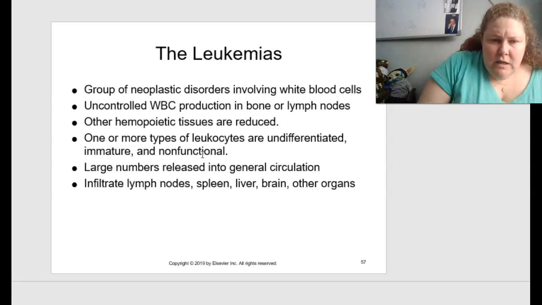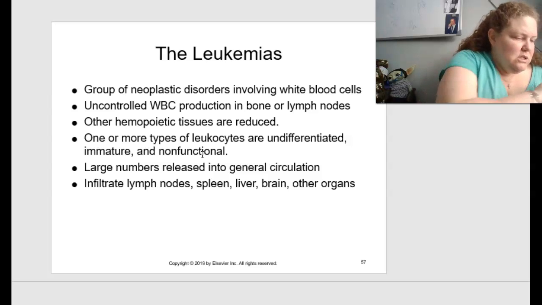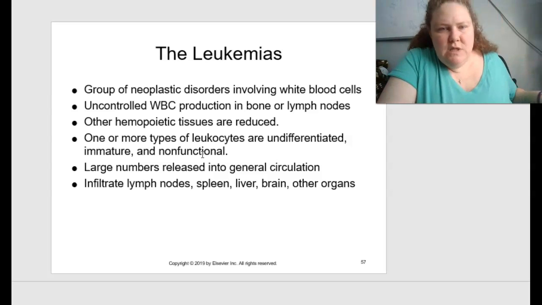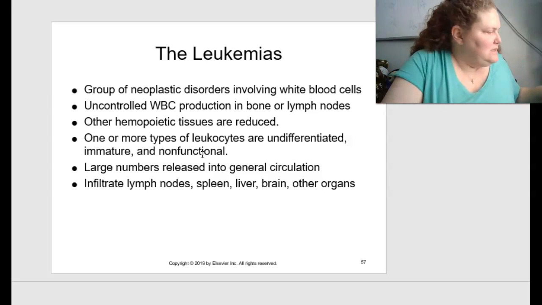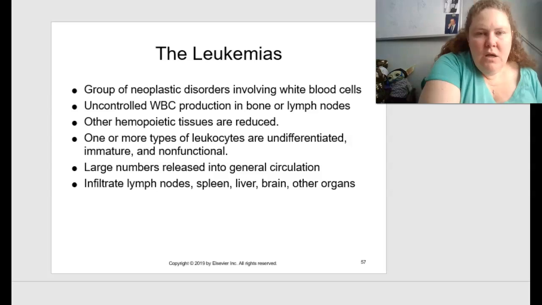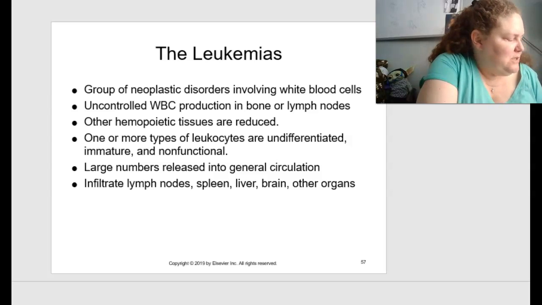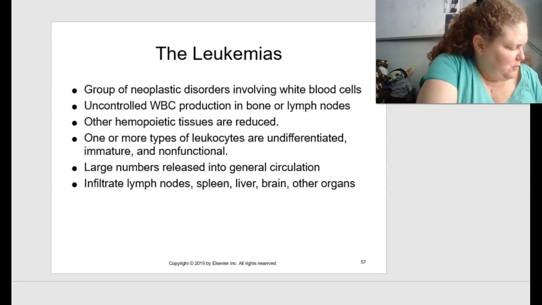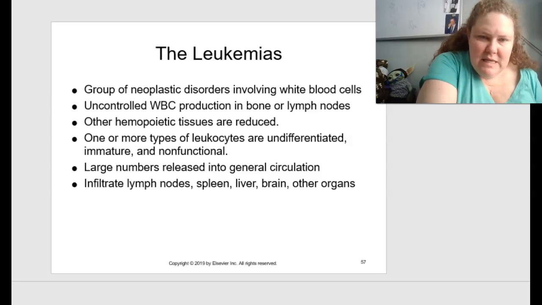Okay. So what about the leukemias? The group of neoplastic disorders that involves white blood cells would be your leukemias. Trying to find this. Hold on a second. I'm going to pause for a second. Okay, leukemias are found on page 208. And so basically, leukemias are a group of neoplastic disorders involving the white blood cells.